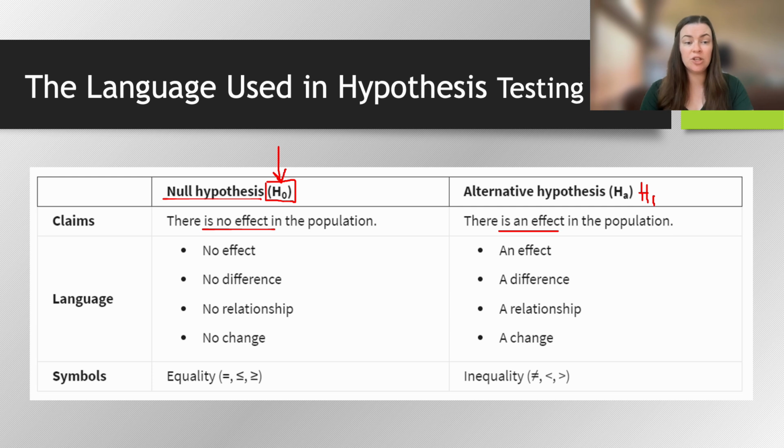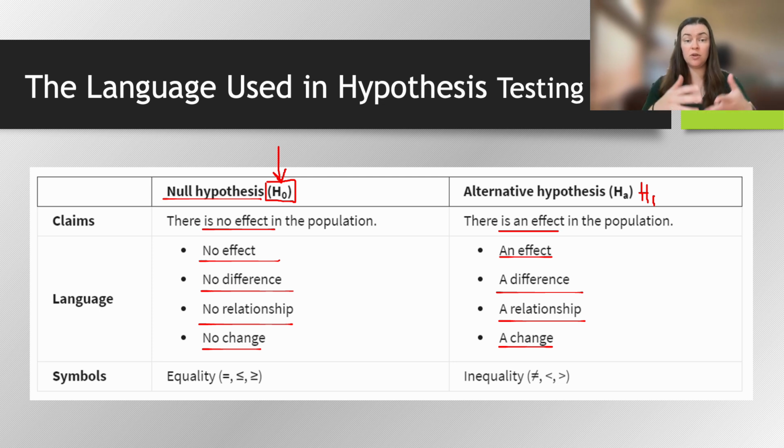In terms of the language of both the null and alternative hypotheses, they match up to what our claims are. So for our null hypothesis, there is no effect or no difference or no relationship or no change. With our alternative hypothesis, it's the exact opposite again. There is an effect, there is a difference, or there is a relationship between two variables, or there is a change. And we designate that using certain symbols. And so our equality symbols, again, meaning that there's no difference or there's equal, we oftentimes just use our equal sign, whereas when we designate inequality, it's going to be a not equal to sign.